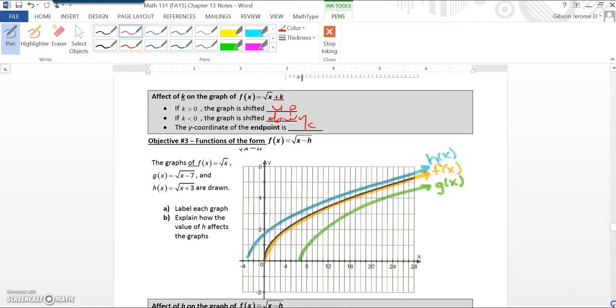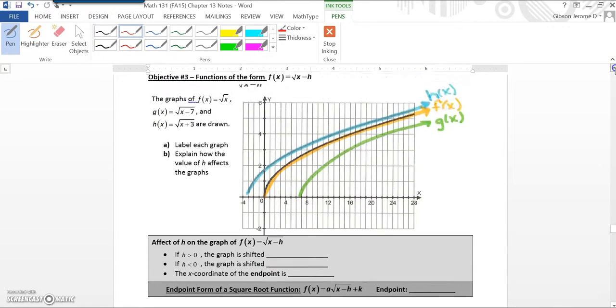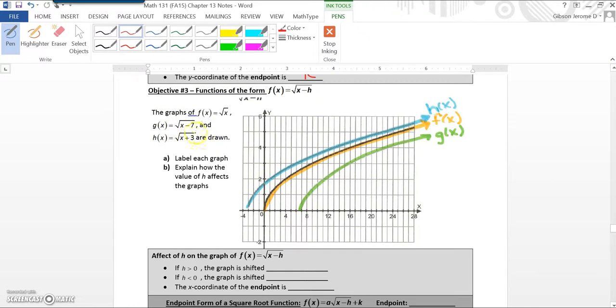So it's going to have a different effect by being inside the radical. It tells us here, label each graph. We have another graph here, and we have our three graphs. f of x is equal to the square root of x, g of x is the square root of x minus 7, and h of x is the square root of x plus 3. If you notice, these graphs have shifted.